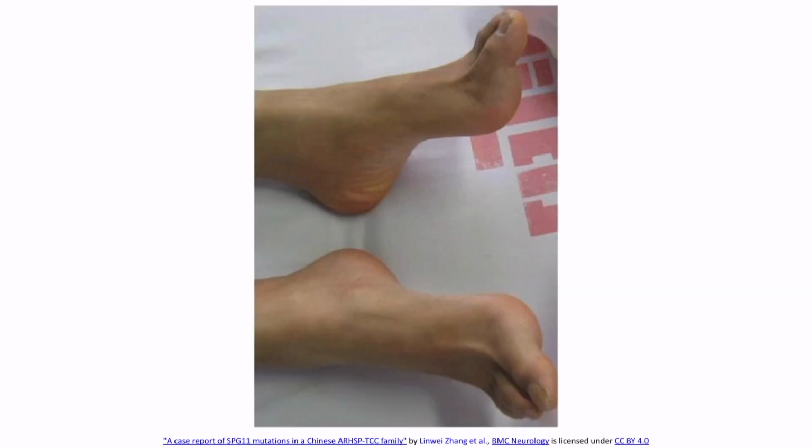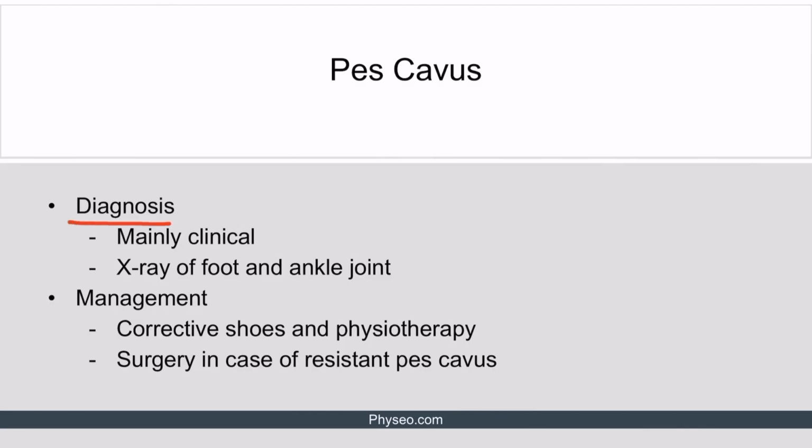This is a picture showing high-arched foot, also known as pes cavus. Please note the high longitudinal arch. Diagnosis is mainly clinical, but X-ray of foot and ankle joint can be considered. Management includes wearing corrective shoes and undergoing physiotherapy. Surgery is reserved for cases of resistant pes cavus. Surgery includes osteotomy and release of plantar fascia.